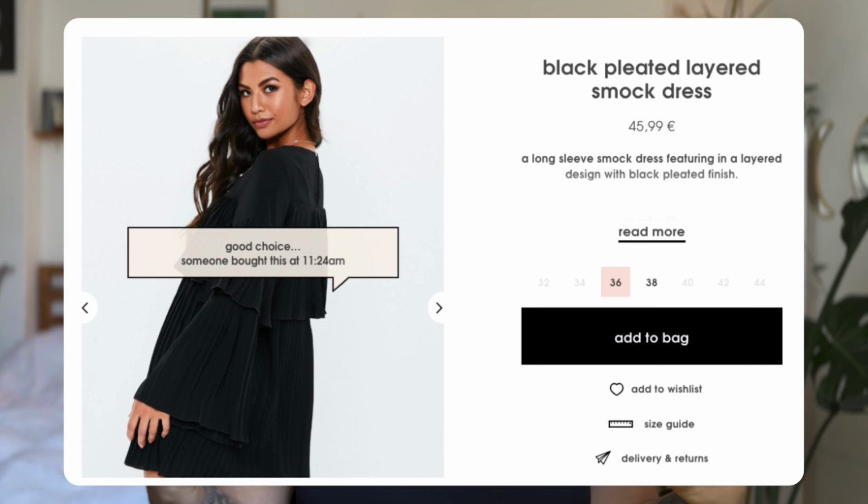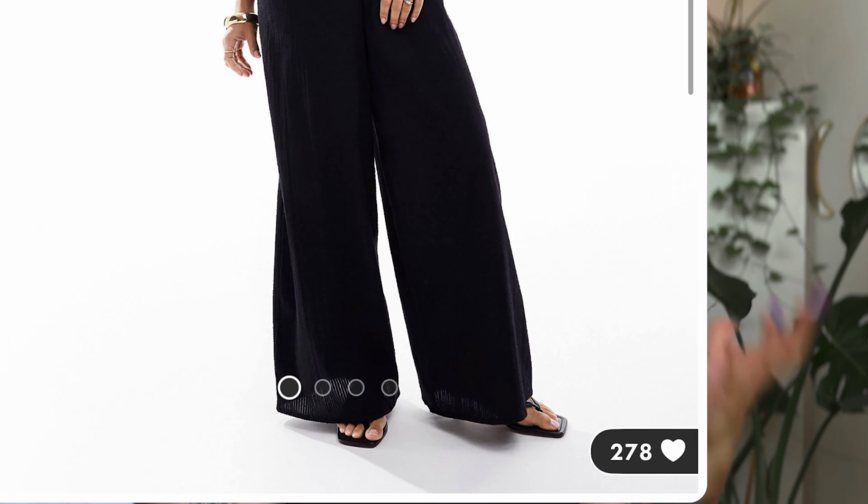Another example you're probably very familiar with is mostly found on e-commerce, where you see how many people are looking at the item, how many people have bought it. ASOS also shows you how many people have liked this particular item. So you're like, oh, okay, this is a good item, I should buy it too.